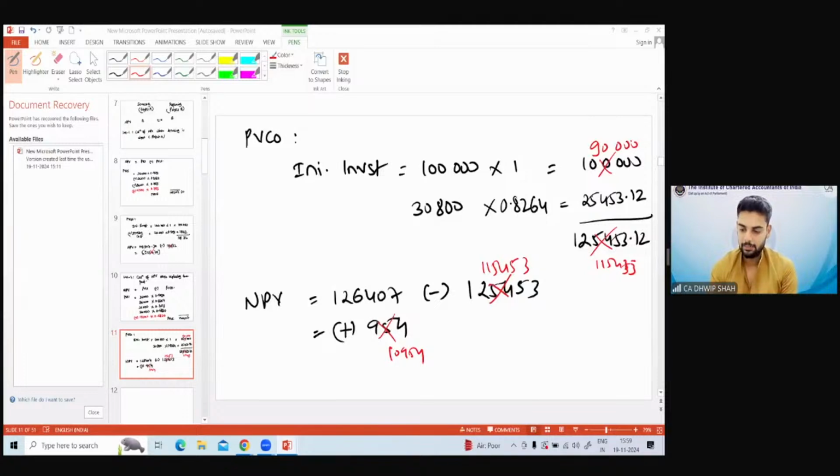Students, did you get this part? Second part, if the supplier gives a discount of 10,000, then my initial investment instead of 1 lakh would be 90,000. This 25,000 would remain the same. So my total PVCO in that case would be 115,453. And if I subtract it from PVCI, my NPV would increase by 10,000. So in short, you just have to add 10,000 to NPV.